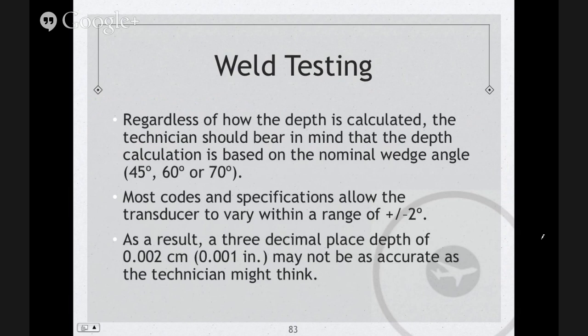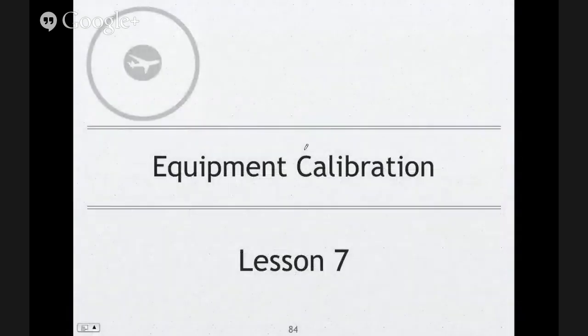Regardless of how the depth is calculated, the technician should bear in mind that the depth calculation is based on a nominal wedge angle of 45, 60, or 70. Those are the usual angles at which we're gonna do shear wave, or angle beam inspection. Most codes and specifications allow the transducer angle to vary within a range of plus or minus 2 degrees. As a result, a 3 decimal place depth of 0.002 centimeters may not be as accurate as the technician might think. Okay, and that's the end of chapter 6.